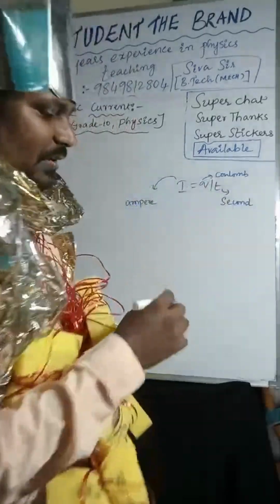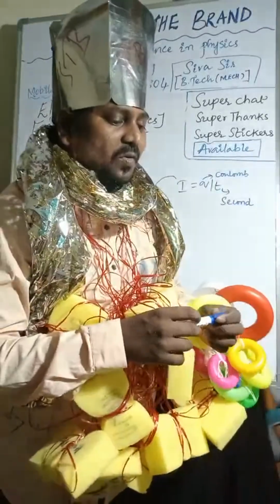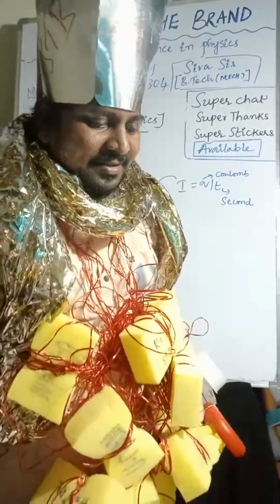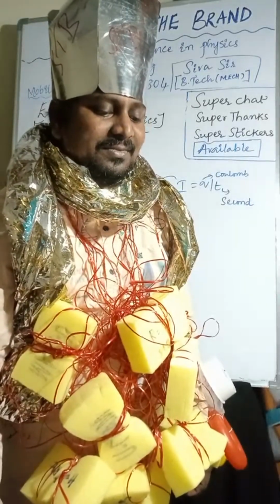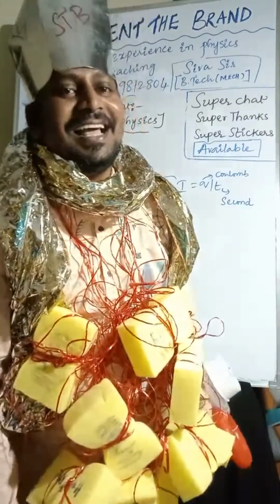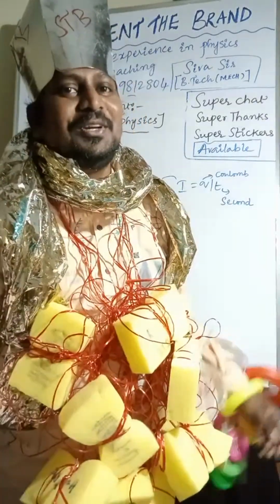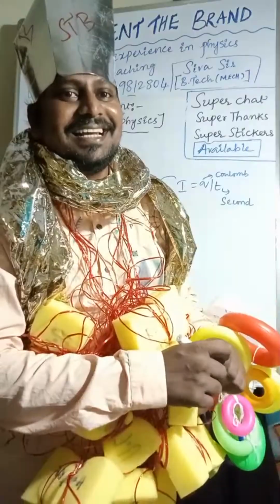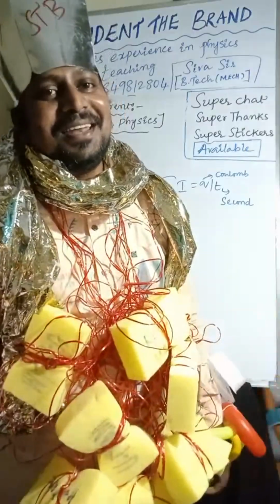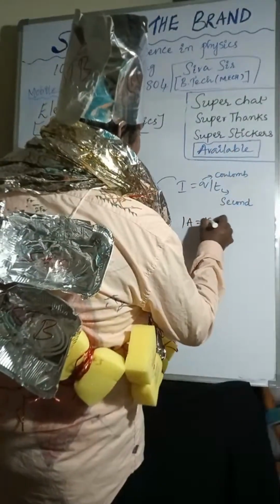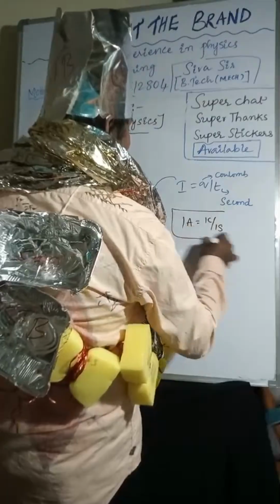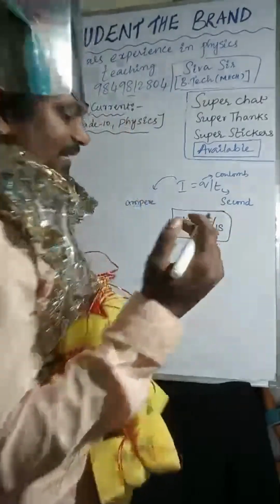Okay, so 1 ampere is defined as 1 coulomb of charge flowing through unit cross section area per second. So 1 ampere equal to 1 coulomb per 1 second.